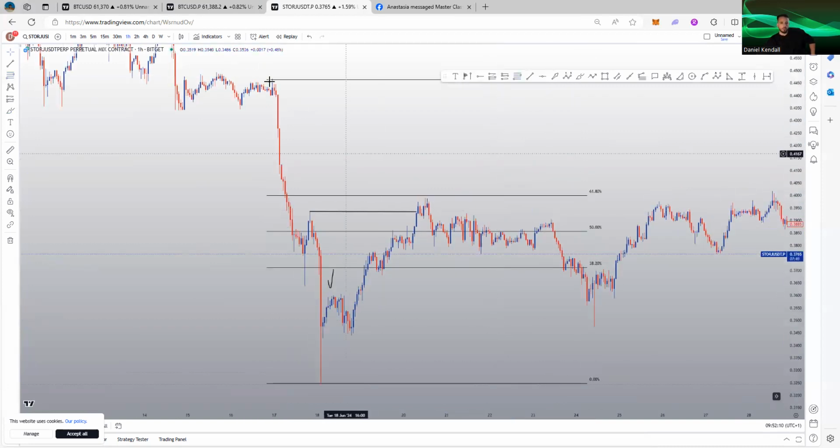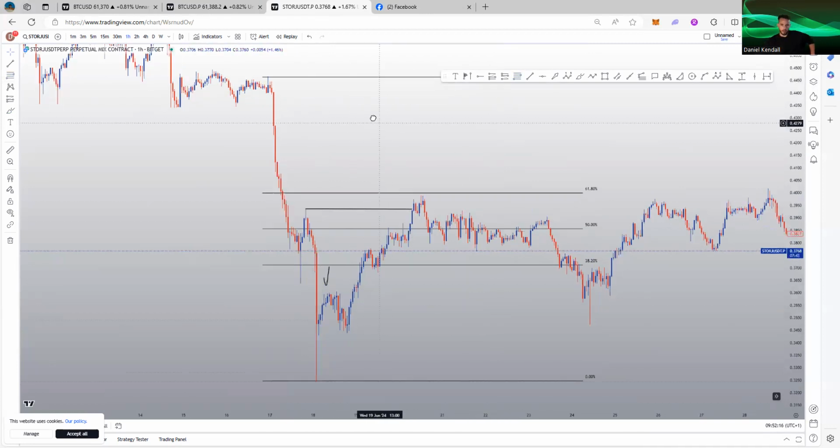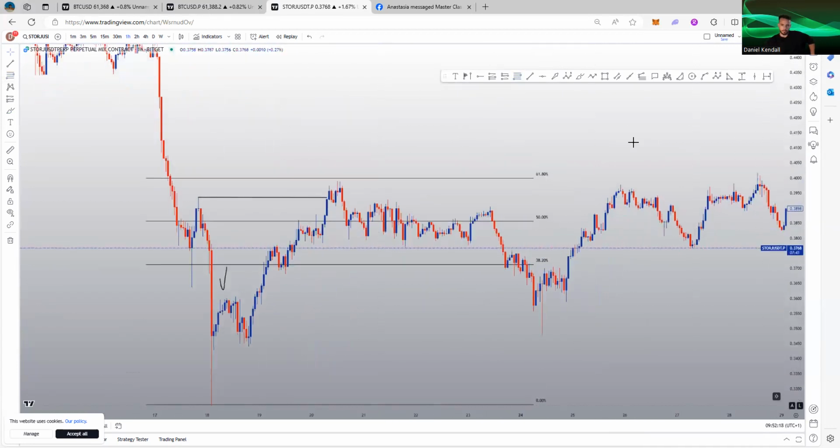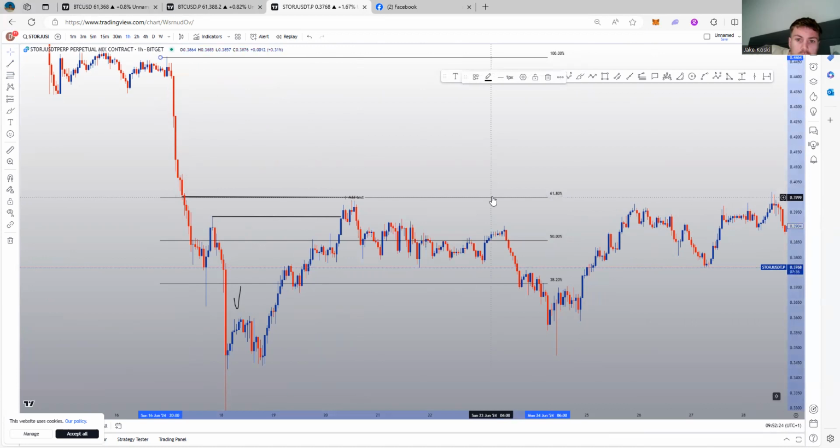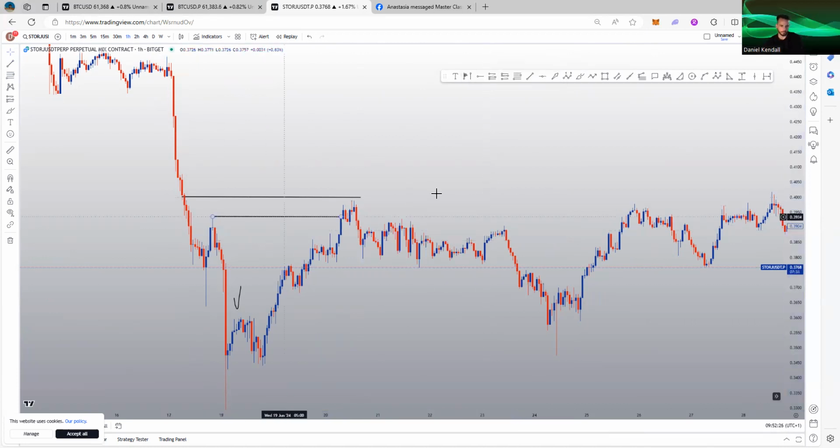Right, so we'll fib that whole move. We've had the drop there, we've had a little bit of a pullback here, and we've had a continuation down. So we fib the whole move, and we've got the 61.8 here. So there's your 61.8 plotted on the chart. There's your high from that previous swing high there.